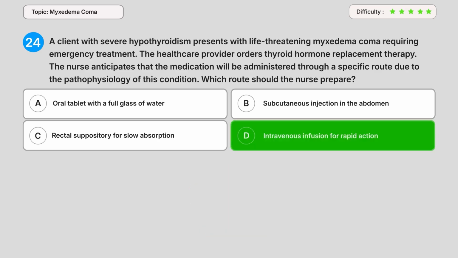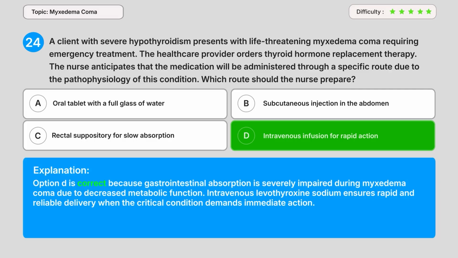Correct answer: D. Intravenous infusion for rapid action. Explanation: Option D is correct because gastrointestinal absorption is severely impaired during myxedema coma due to decreased metabolic function. Intravenous levothyroxine sodium ensures rapid and reliable delivery when the critical condition demands immediate action.